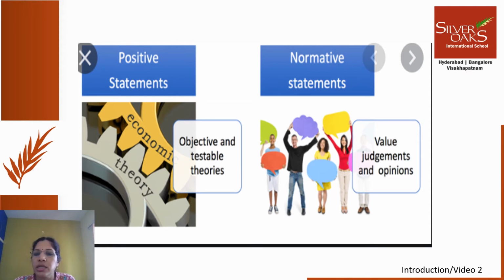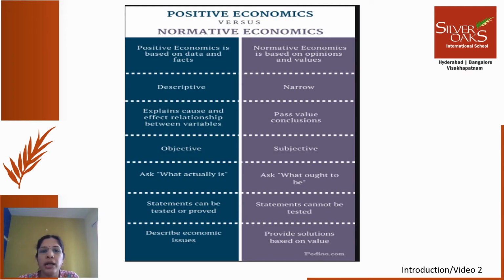Now we will try to distinguish between positive economics and normative economics. What is positive economics? Positive economics is based on data and facts, which means you can verify any phenomenon by using data and facts. For example, we can say that the fatality rate because of COVID-19 is say 3%. That can be verified. Or you can say that because of COVID-19, about 200 million people lost employment. You can verify it. This might be true or false, but it can be verified.